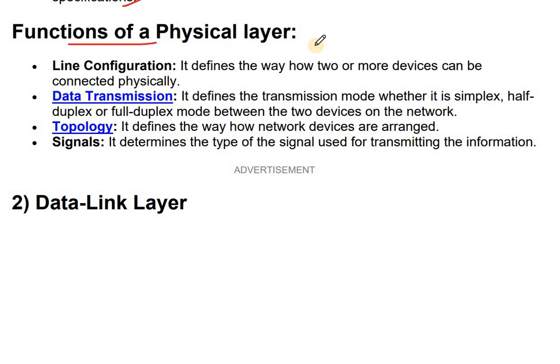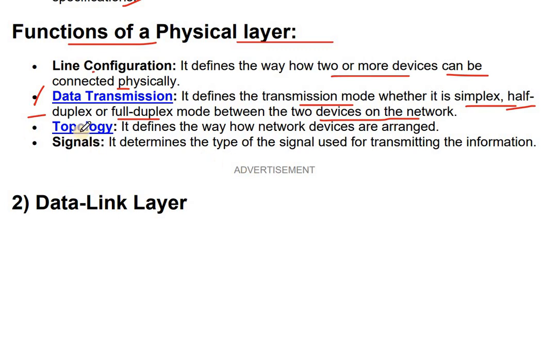Now see the functions of the physical layer. Line configuration: it defines the way two or more devices can be connected physically. Data transmission: it defines the transmission mode, whether simplex, half duplex, or full duplex, between two devices on the network. You would have heard about simplex, half duplex, and full duplex in your college days.